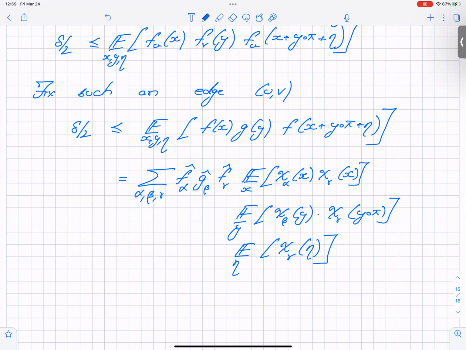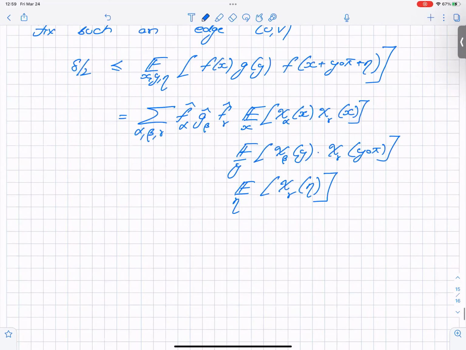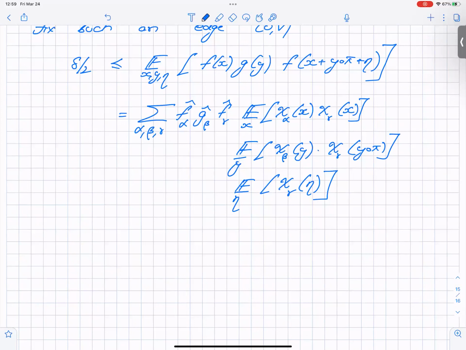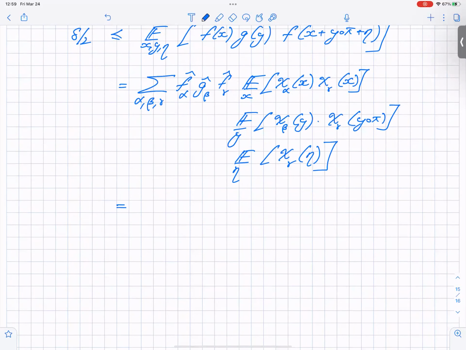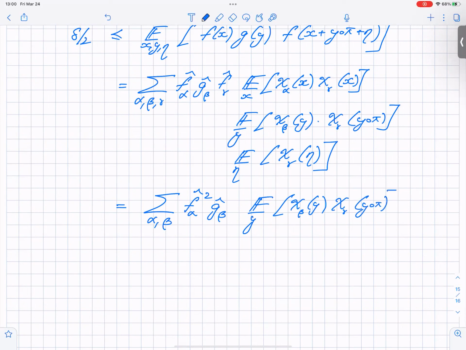Now we need to handle a few other things. Beta and gamma are not even in the same space. So the first thing: we can assume it's alpha, beta. So we have f hat alpha squared, g hat beta. This first thing disappears. So 1 minus 2 epsilon to the power size of alpha, times chi beta of y, chi gamma of y of pi. This is what we have.